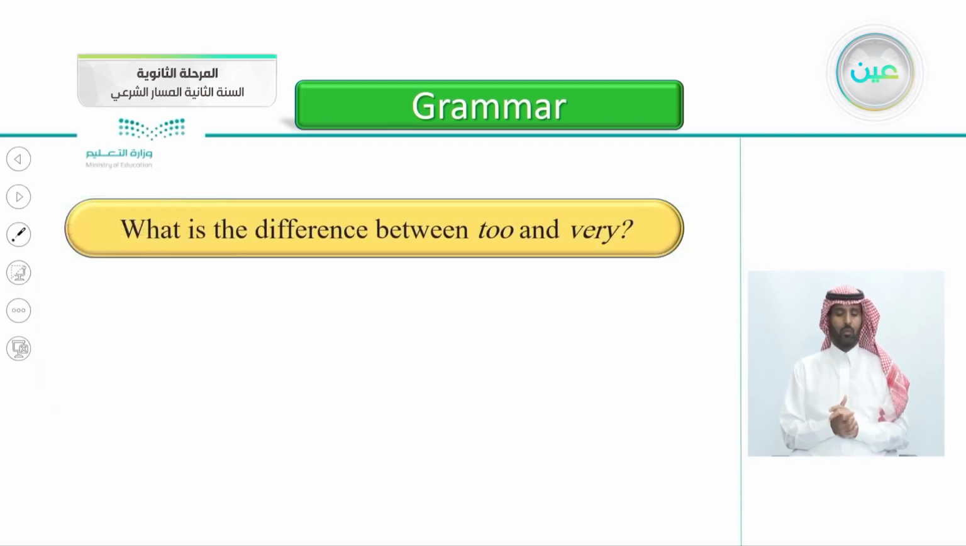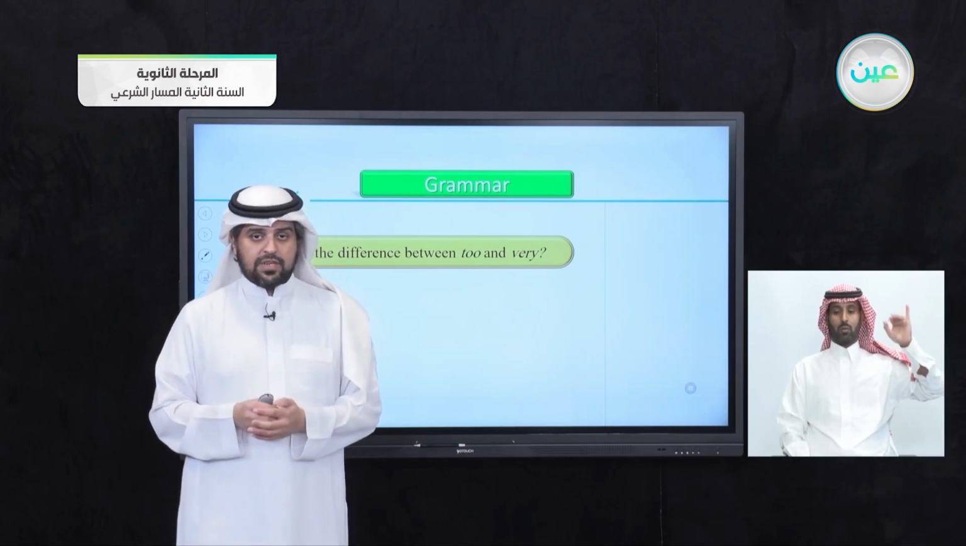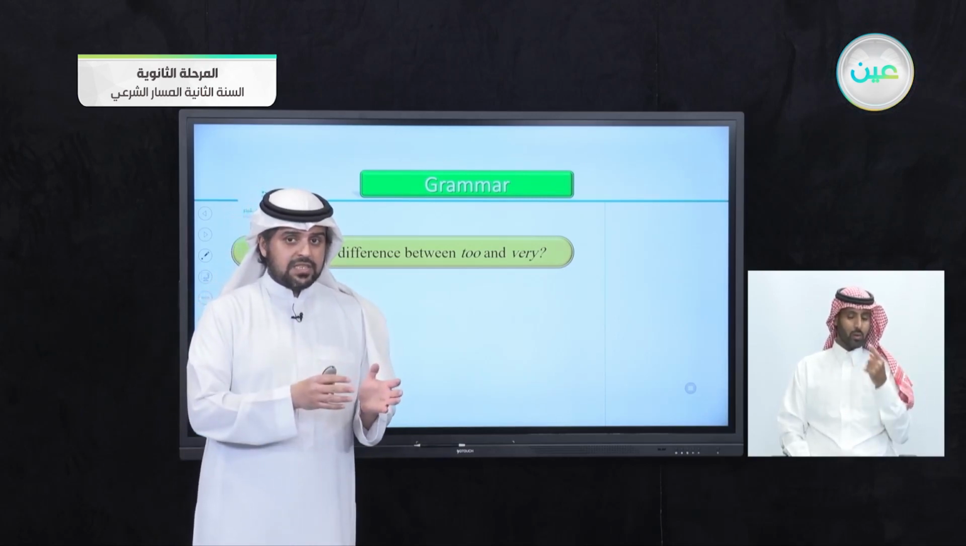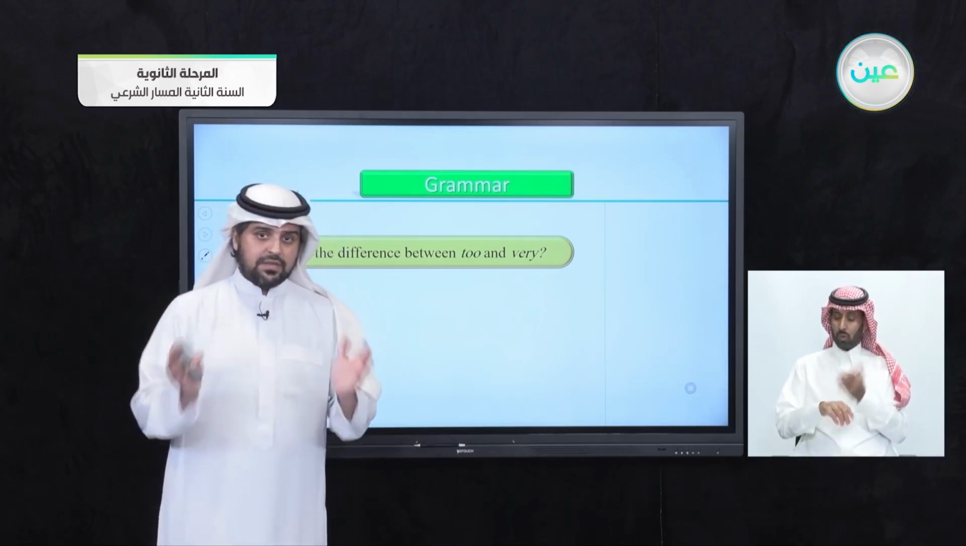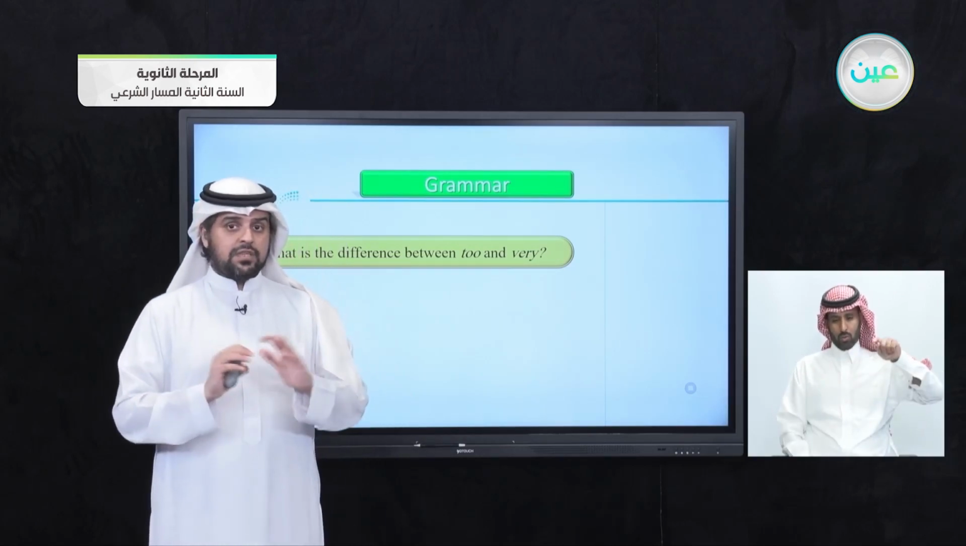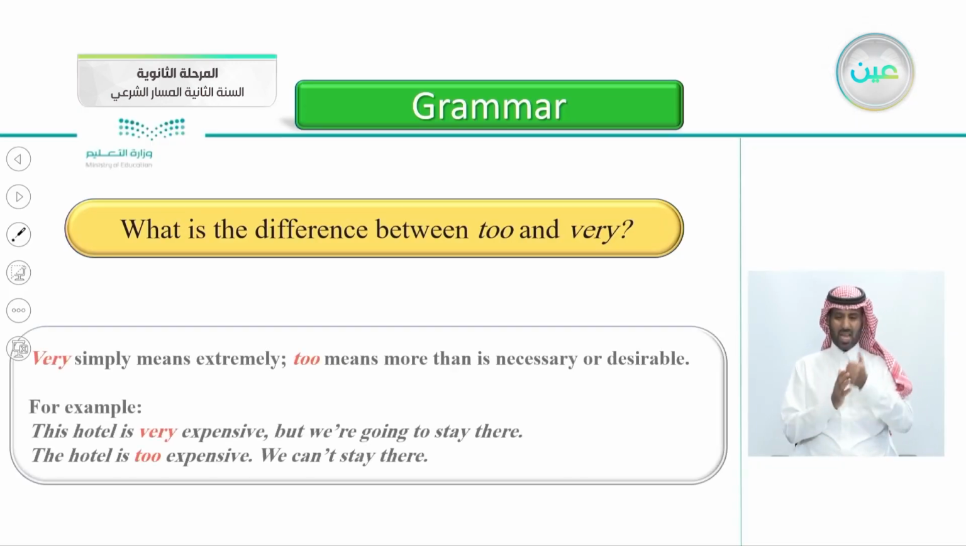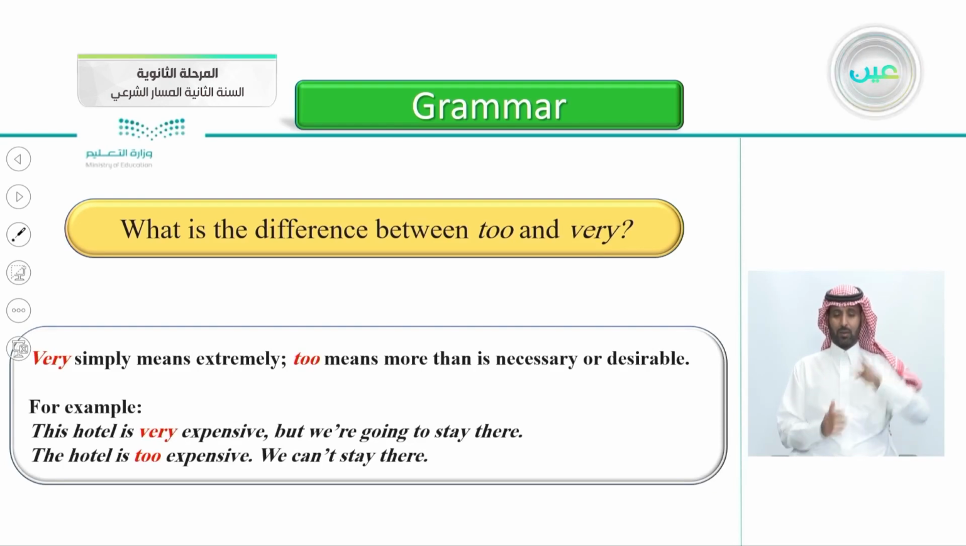So what's the difference between too and very? For example, when you say very expensive and too expensive, there's a difference. When you say very late or too late, there's a difference. Very simply means extremely; it's an intensifier. Too means more than necessary.